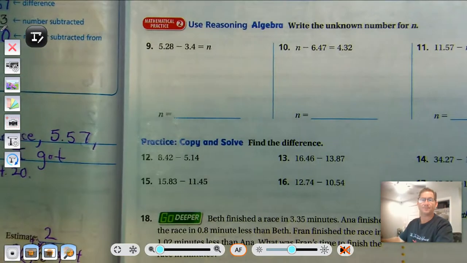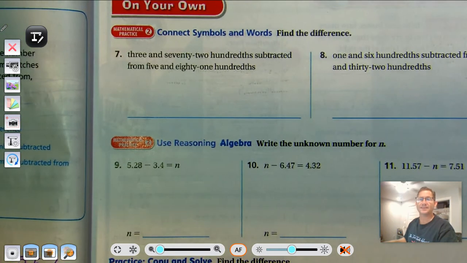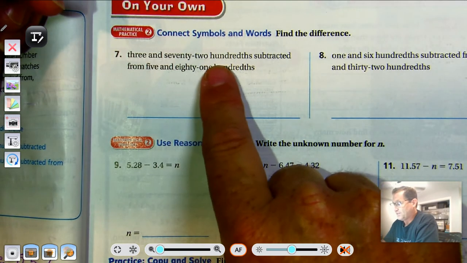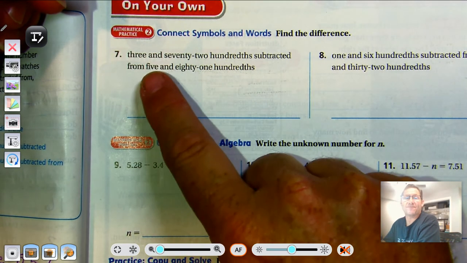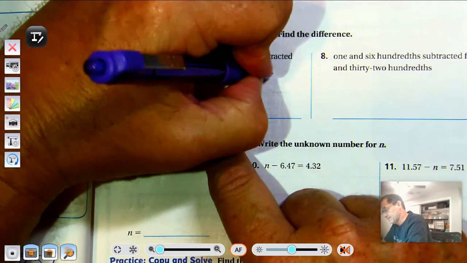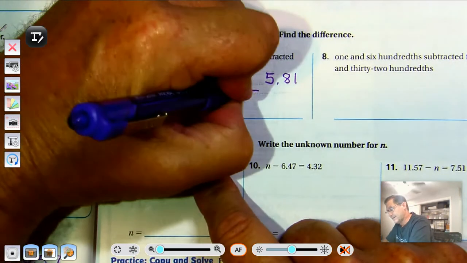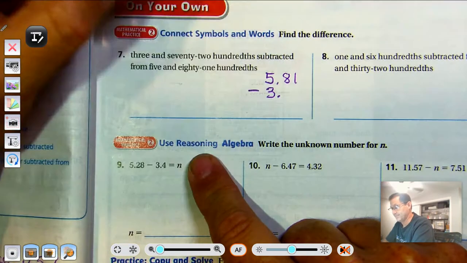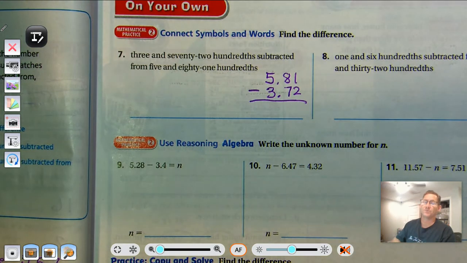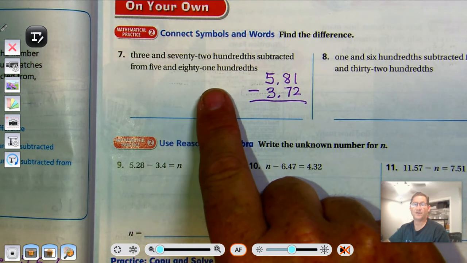All right, move on to number 7. Page 145. Connect symbols and words, find the difference. 3 and 72/100 subtracted from 5 and 81/100. So 5 and 81/100 take away 3 and 72/100. Okay, so it's saying the number that we're subtracting from is 5 and 81/100.